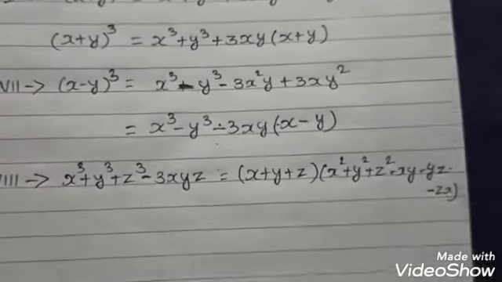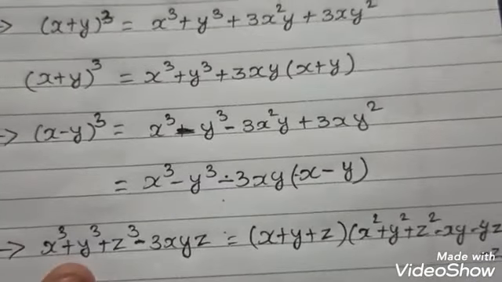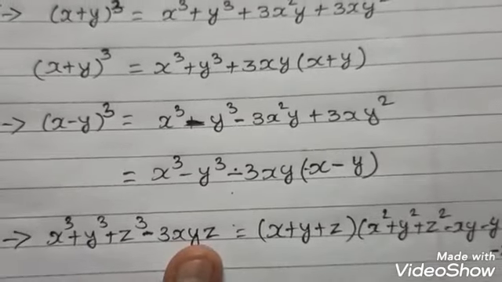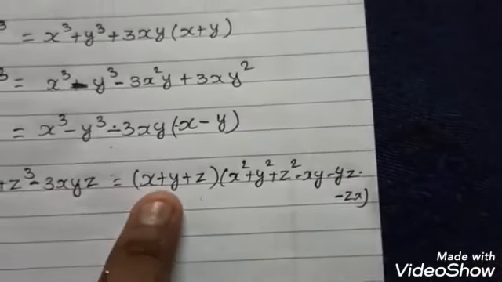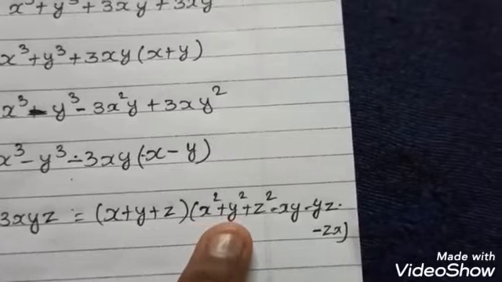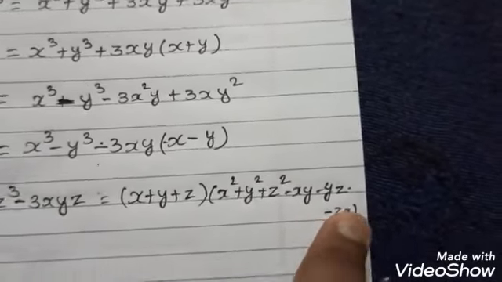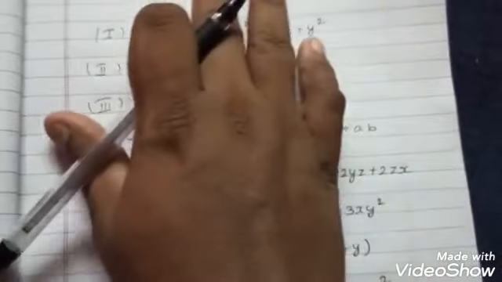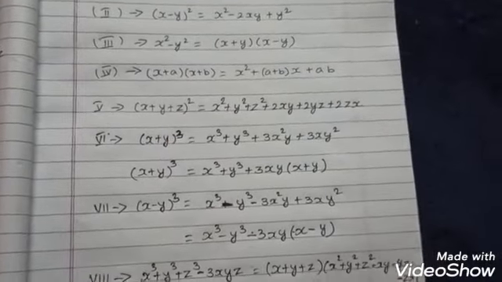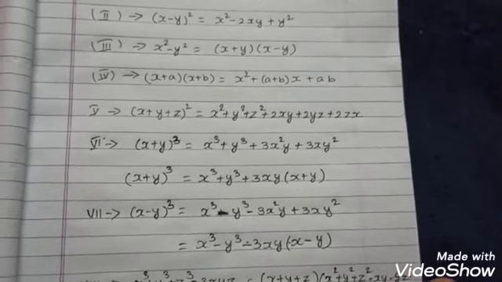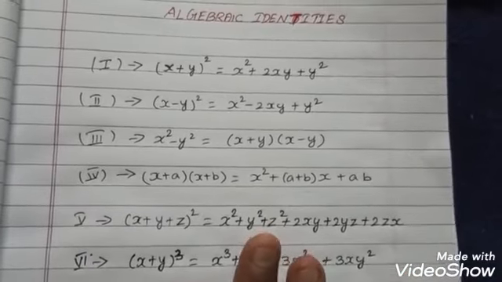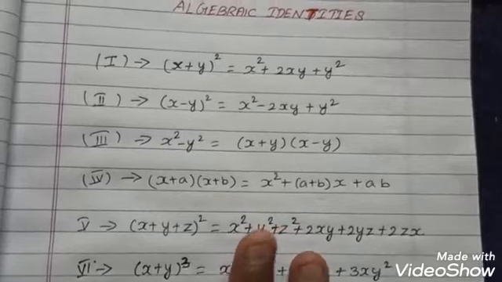And the last identity is x cube plus y cube plus z cube minus 3xyz. It can be written as (x plus y plus z)(x square plus y square plus z square minus xy minus yz minus zx). So these are the 8 identities. They are very important, and very useful for your 10th standard polynomials also.